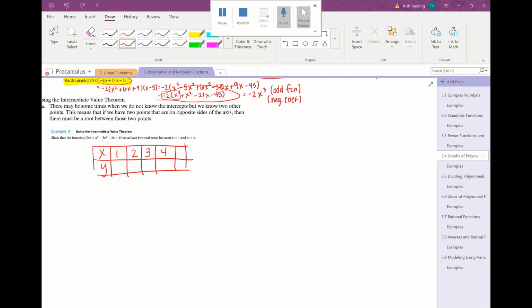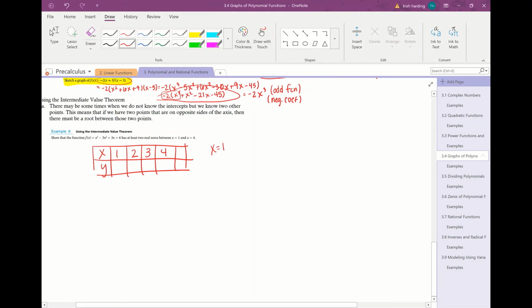So when x equals 1, we get f of x equals y equals 1 cubed minus 5 times 1 squared plus 3 times 1 plus 6. So that gives us 1 minus 5 plus 3 plus 6. So that gives us minus 4 plus 9, which is 9 minus 4, so that gives us 5.